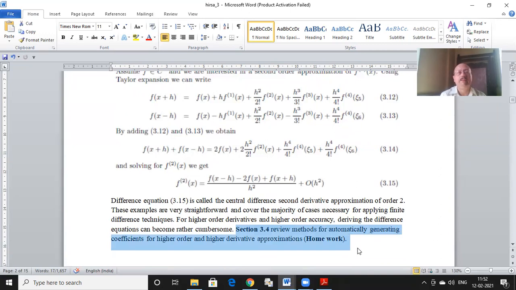And good news for you, there is a section here in this book which I am going to omit, but you are going to read. It actually reviews a method for automatically generating the higher order derivatives, because it will be done recursively, and that's a homework for you.